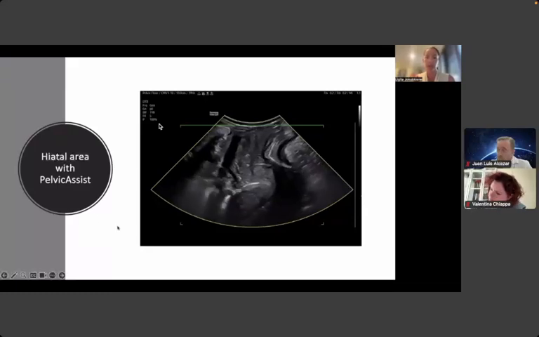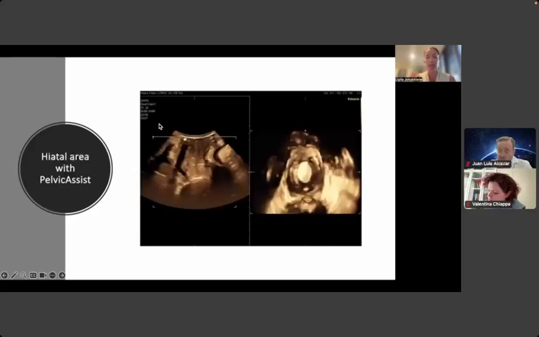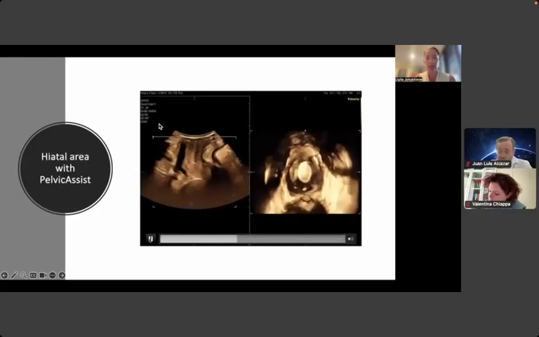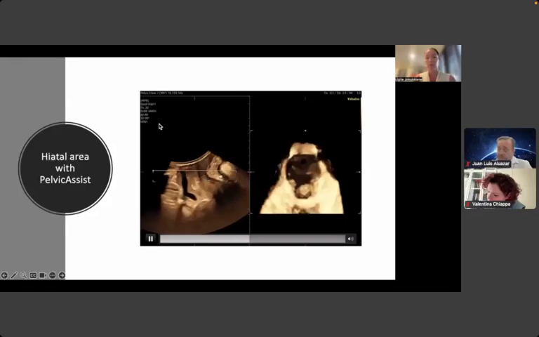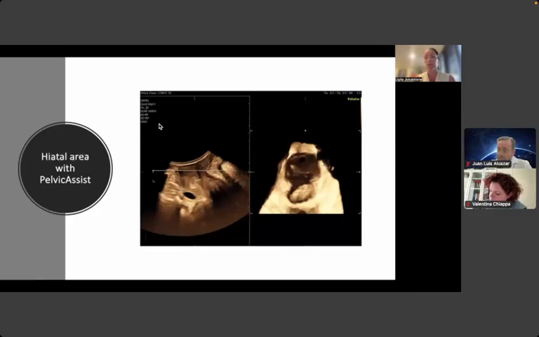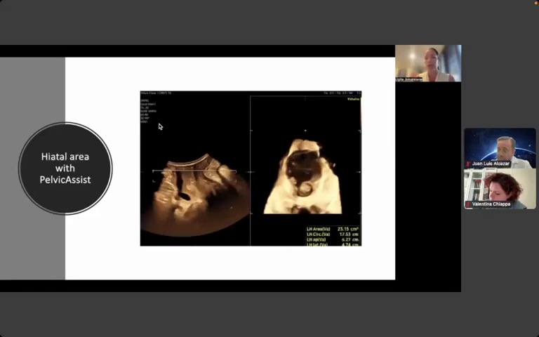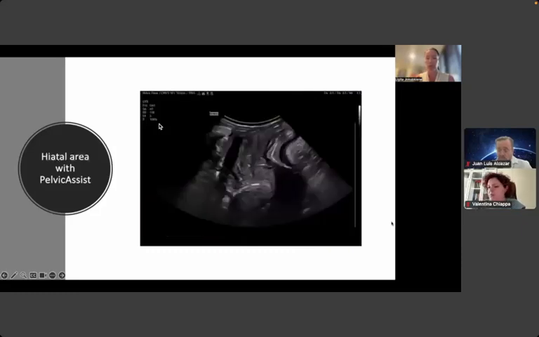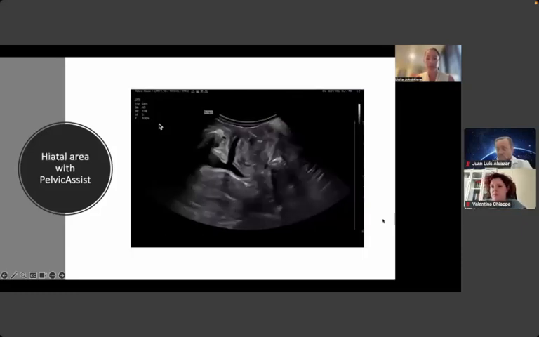Again, we activate mid-sagittal view, we activate 3D pelvic assist, and the line is originally very high, and you see that you do not see anything. And what is pelvic assist doing? It helps you to do the live alignment and also finding the appropriate level, and then again to do the automated measurements. In this case, we see that this is normal, 23 square centimeters.